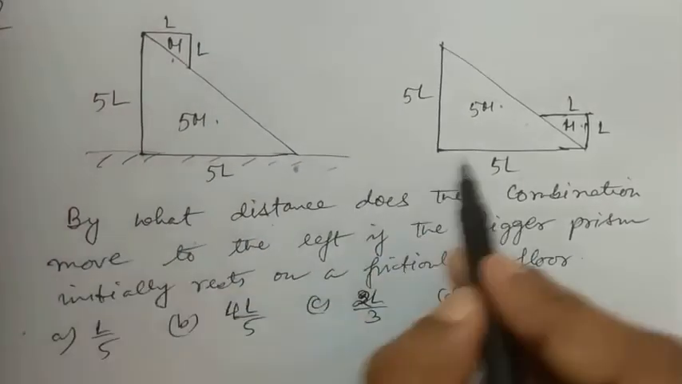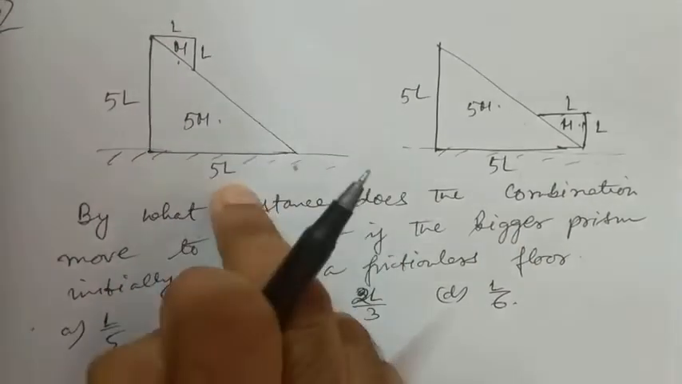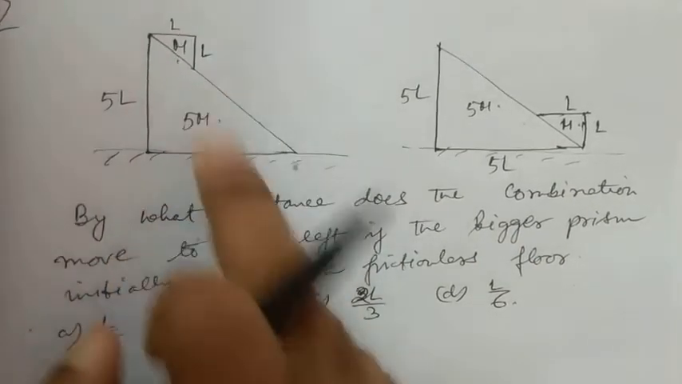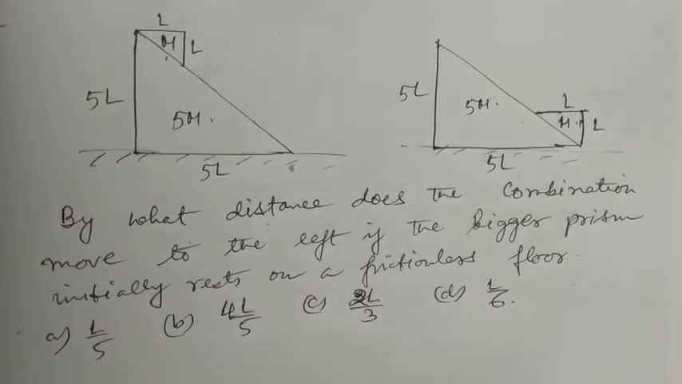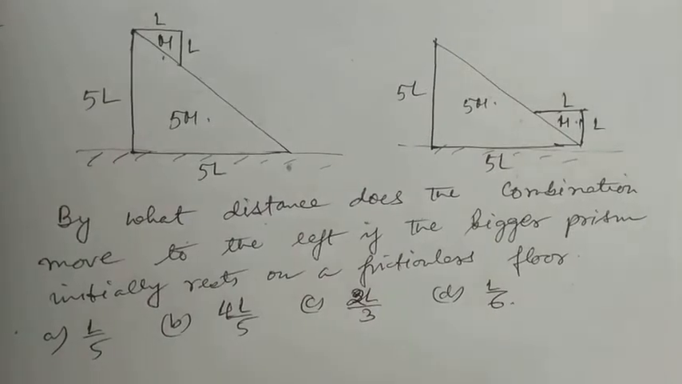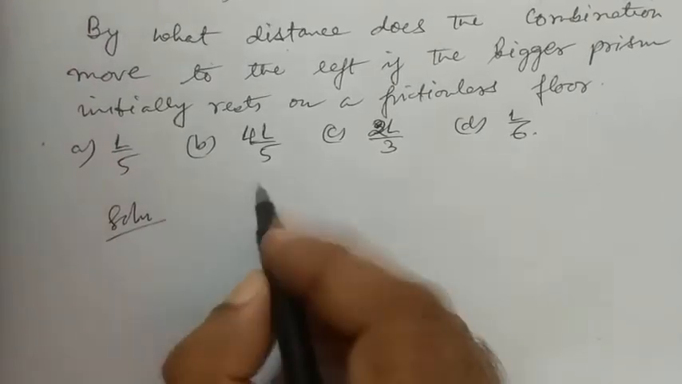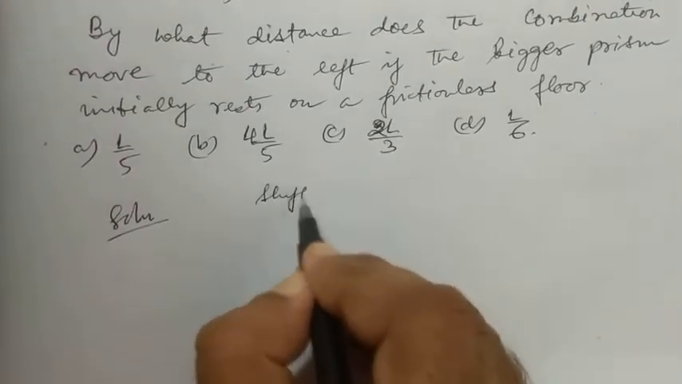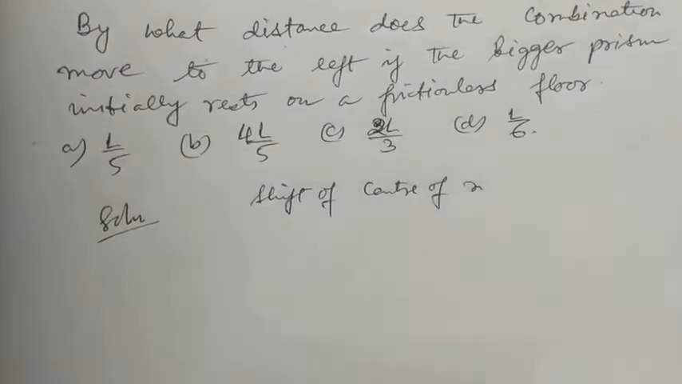Now this bigger prism is on a frictionless floor. There is no friction between the bigger block and the floor. Now we can do this problem by a very shortcut method, that I've already taught you. There is a shift of the center of mass. I can solve the problem by shift of center of mass.